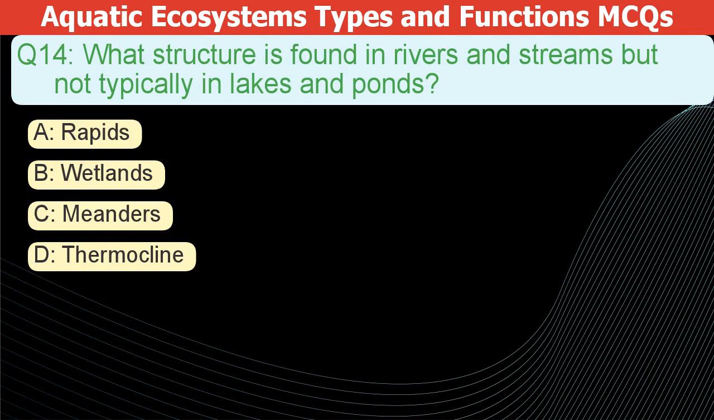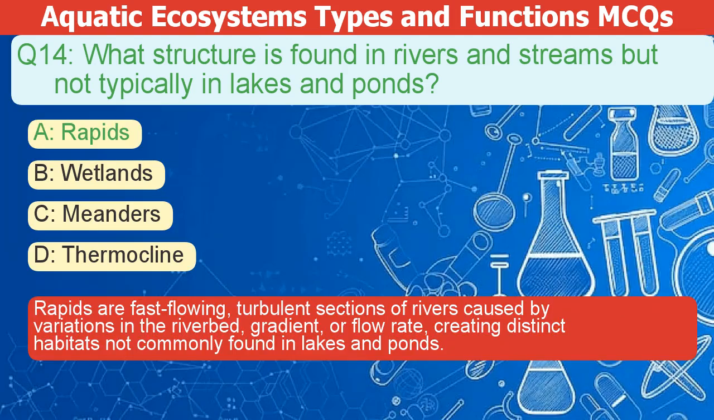Which ocean zone is known for extremely high pressure, total darkness, and low temperatures? A. Intertidal zone. B. Abyssal zone. C. Neritic zone. D. Pelagic zone. The correct answer is B. The abyssal zone is the deepest part of the ocean, characterized by high pressure, darkness, and low temperatures.